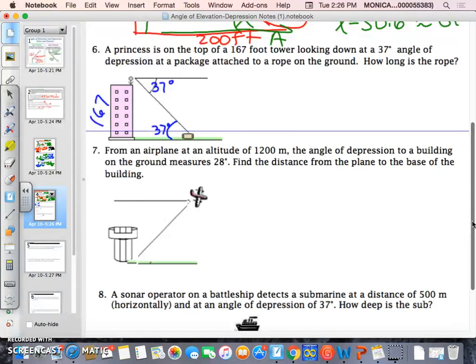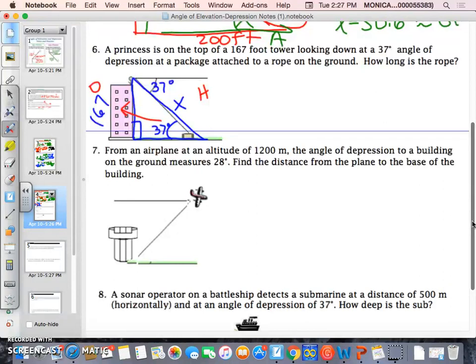And what else do we got? We got that we want to know there's this package that she's dropping down, and it's this length right here is what we don't know. So we're calling that x. Okay? And we've got this right angle right here. So there's our special right triangle. Well, we know that x is going to represent our hypotenuse. This side over here is the opposite.